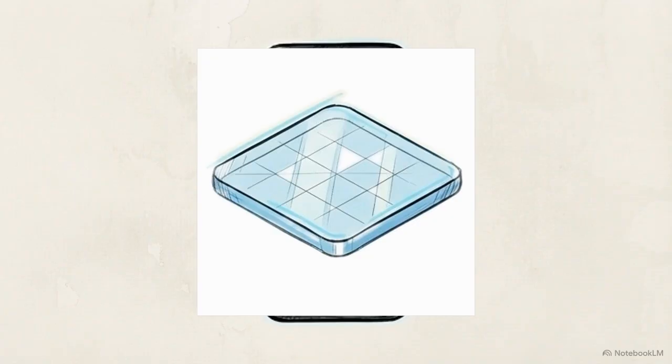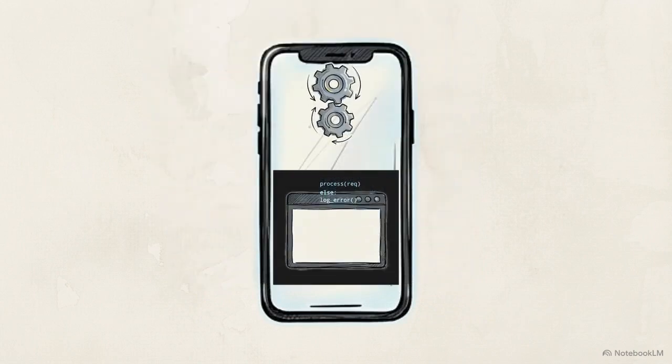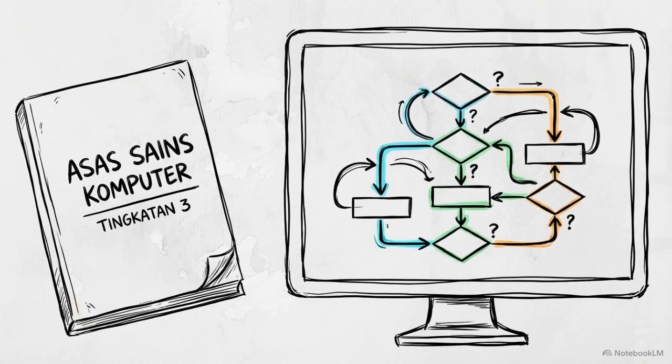If we peel away the user interface, we reveal the backend. This layer functions as the invisible brain or the engine of the application. This backend environment is what you were building when you studied Python programming in Form 2 and Form 3.